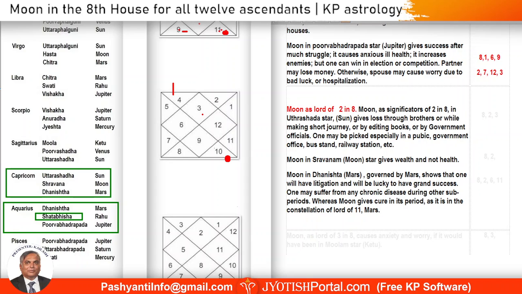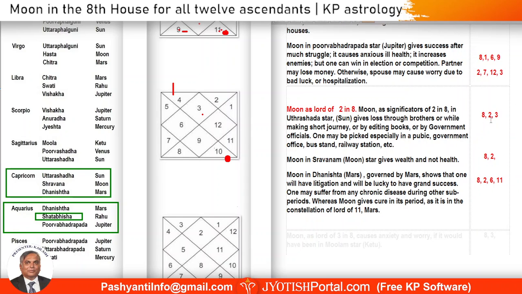So again, depending on the degree of the moon, moon could be in the star of Sun, moon could be in the star of Moon, and moon could be in the star of Mars. So depending on that, the house grouping will change. Let's look at the house group. All these house groups.